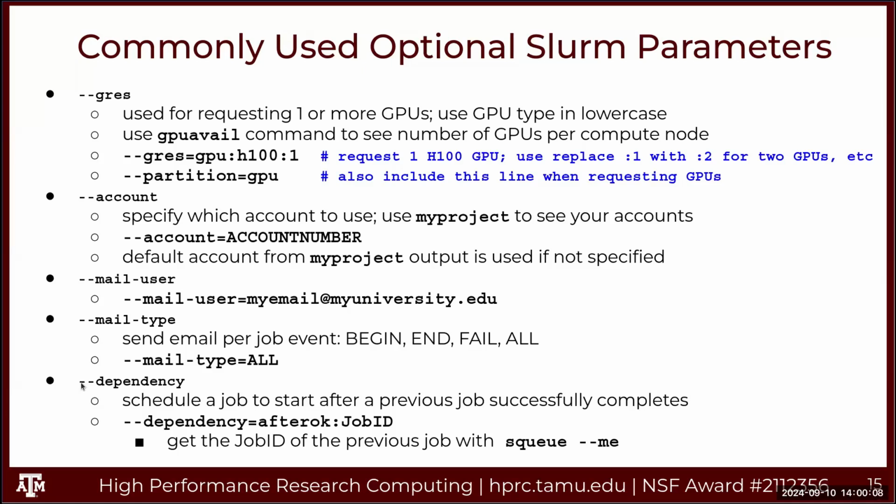Here's another useful parameter, dependency. If you want to run one job and then you want to run a second job only after the first job is completed, you can add this dependency equals. The option is afterok, and then a colon, and then the job ID of the first job you submitted. So after you submit your first job, get the job ID with this command, squeue --me, get the job ID, and then configure your second job script with the job ID and this flag. And remember, #SBATCH goes in front of all of these parameters.